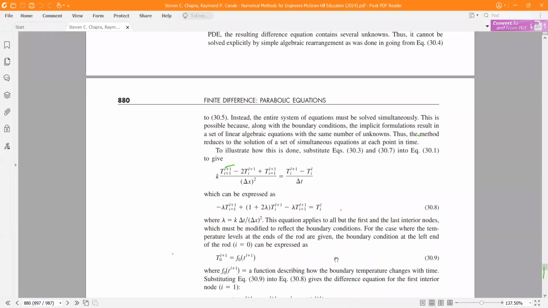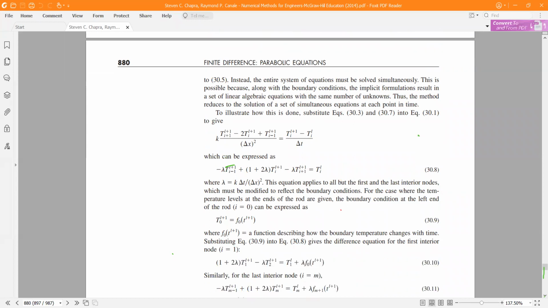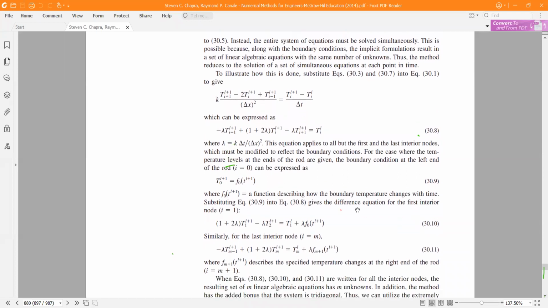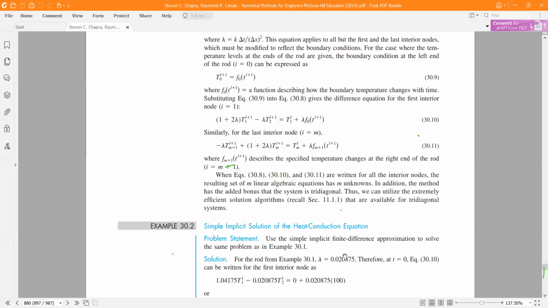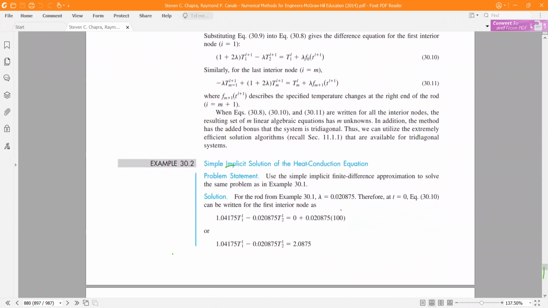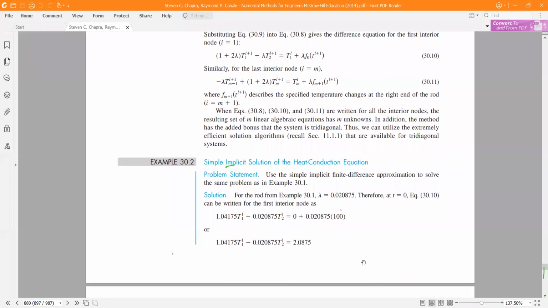If we have this equation, then for each time step, what is our objective? Our objective is to solve for the temperature Ti at L plus 1. If we want to do that, we have to obtain a set of simultaneous equations. Then, at each time step, we have to solve that set, and again go to the next time step. This is best illustrated in this example.